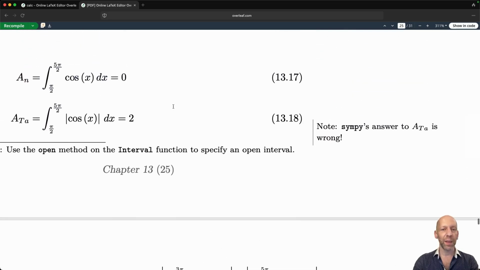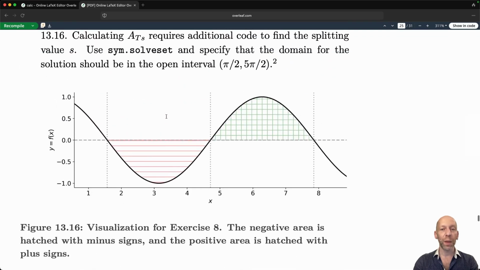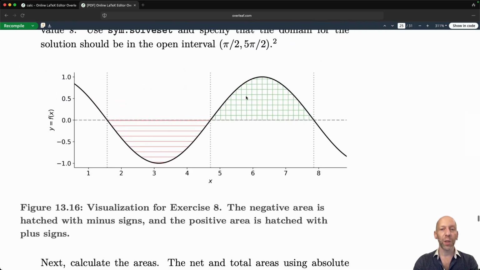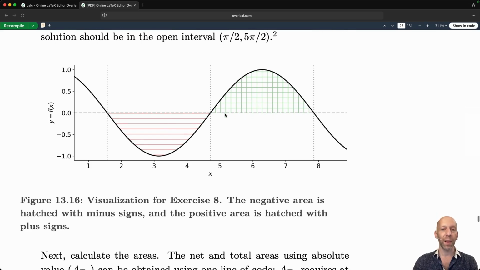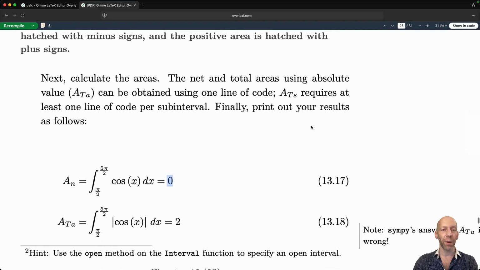Okay, and here we can see the results. Now this area here is 0. The net area is 0. That should be intuitive. We have this lobe here and this lobe here, and they perfectly cancel each other, right? So the area here, whatever that area is, it happens to be 2, but it doesn't matter. This area and this area are the same magnitude but opposite signs. So the net area from here to here is 0.